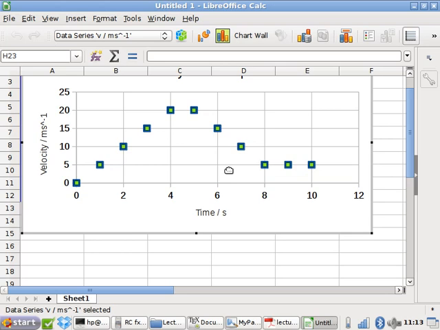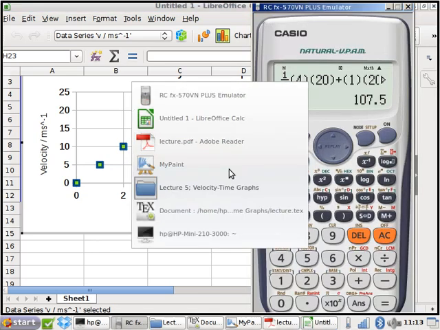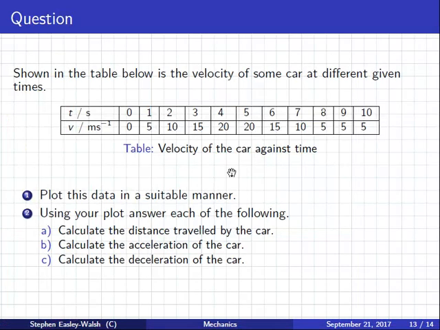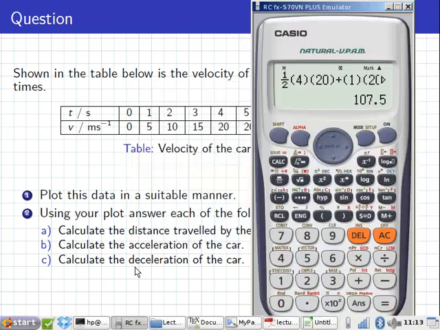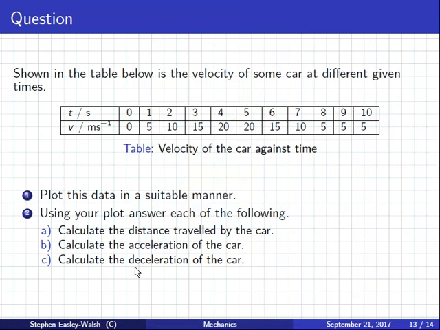Is it minus 5 or 5? Why? Good, because in the question I said, what is the deceleration? So the minus is already in the D. Okay. Yep, happy with that? Okay.